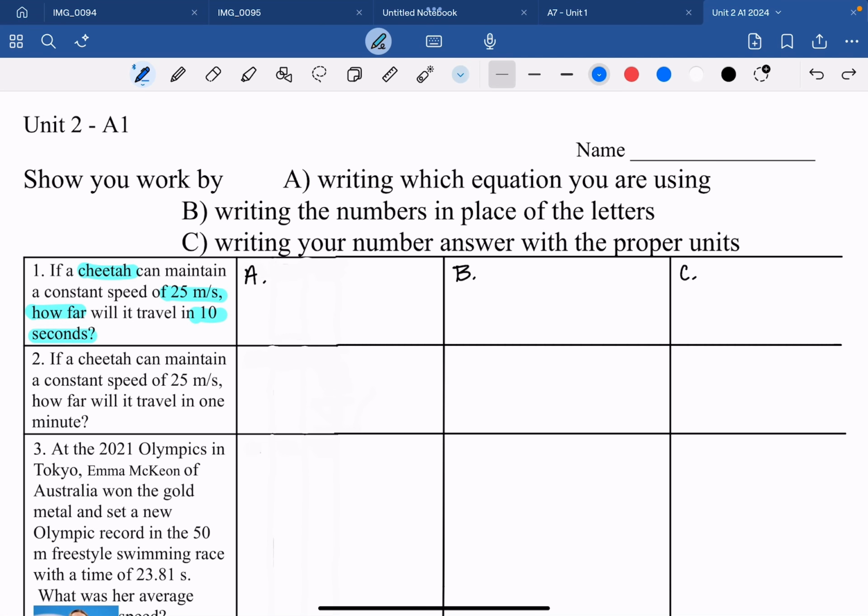All right, here is what your A1 worksheet looks like on motion. You're mainly going to be dealing with speed and then kind of manipulating that speed formula to either solve for distance or solve for time.